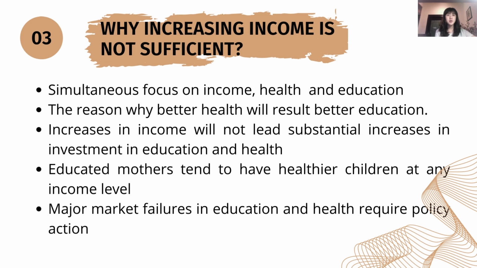Next, me and my friends will continue to explain why increasing income is not sufficient. We explain it from these 5 parts. Firstly, simultaneously focus on income, health, and education, and the reason why better health will result in better education. Besides, an increase in income will not lead to a substantial increase in investment in education and health. And educated mothers tend to have healthy children at an income level. Finally, major market failures in education and health require policy action.